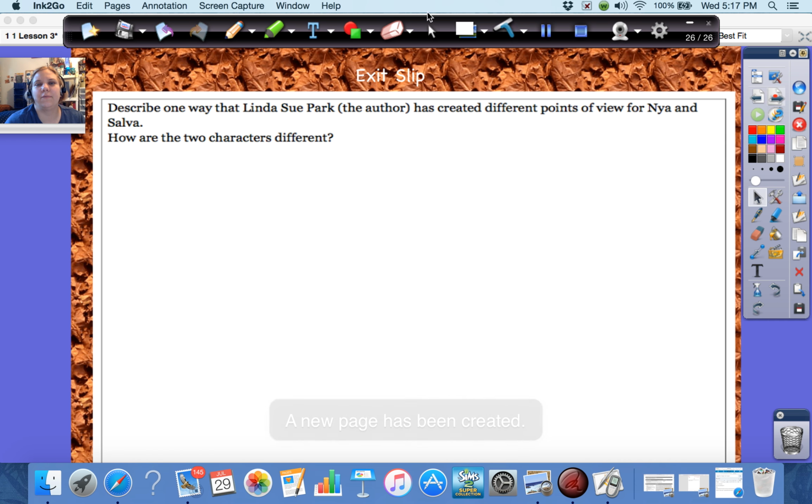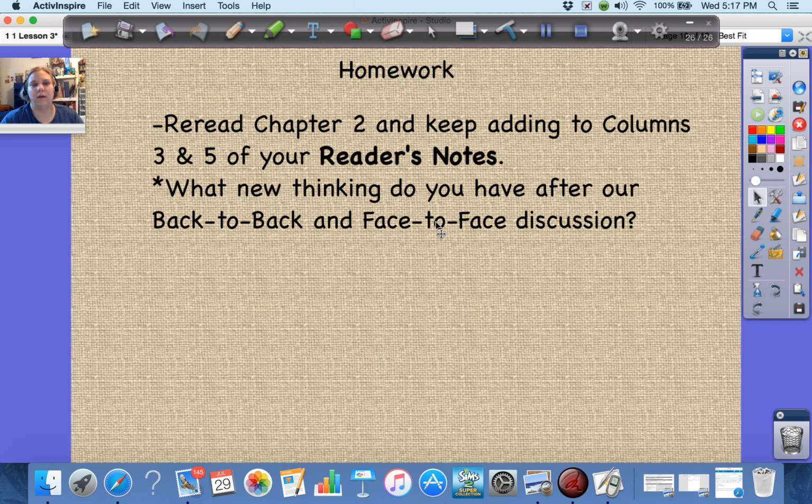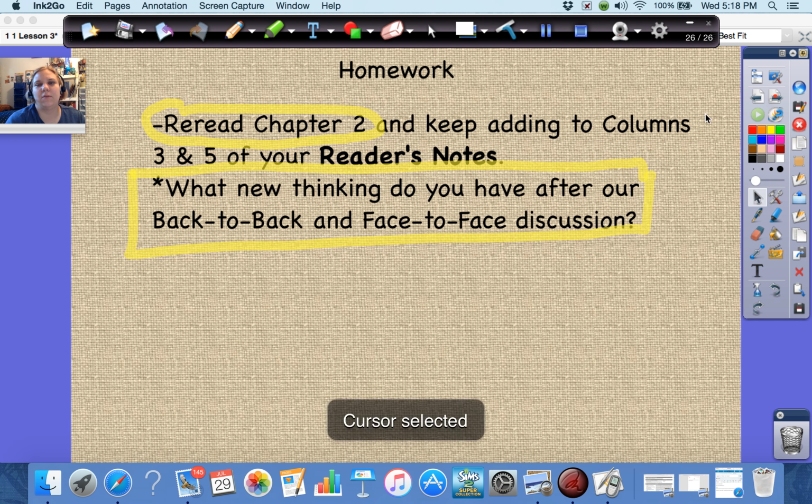Okay, on that for the next day. Let's check and see. Oh no, homework. Okay, reread chapter 2 and then add to columns 3 and 5 of your reading notes. And then also, you can add any new thinking you have after the back to back and face to face discussions. Okay, so let's go back to this.